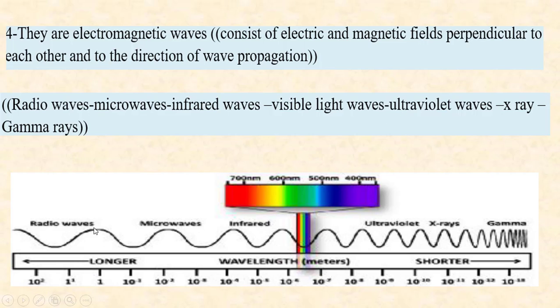This scale explains the gradation of electromagnetic waves from radio wave to gamma ray, as radio wave has the highest wavelength and lowest frequency, while gamma ray has the highest frequency but lowest wavelength.